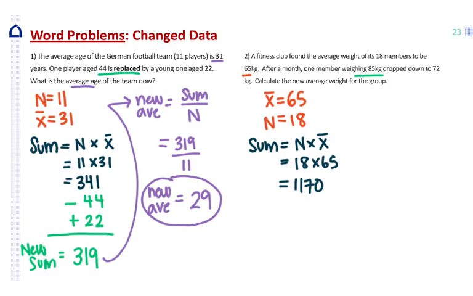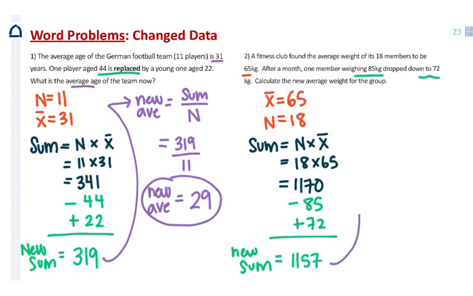But then it seems like something changes. One member who weighed 85 kgs, he changed his weight. So that weight is no longer his weight. We'll subtract it. He dropped down and became 72. So that's his new weight. So we will get a new sum in this case, and it will be 1157. But let's go up and answer the question.